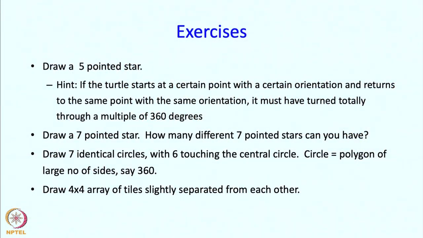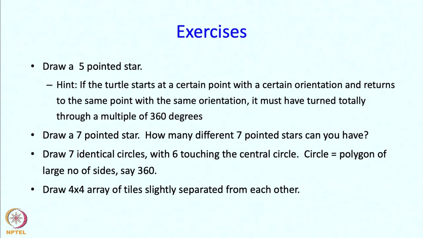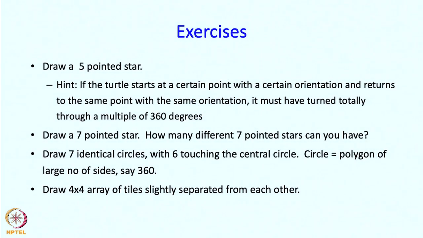Okay, so based on what you have learned so far, you can do these exercises. For example, the first exercise asks you to draw a five-pointed star. Let me tell you what I mean there. This is the star that I am talking about. It will be drawn using five lines and some turning. The question is, how much turning do you have to do? And the hint tells you how to do that.